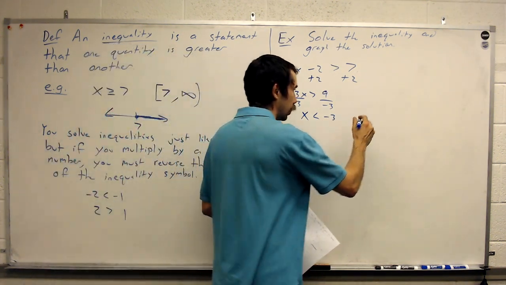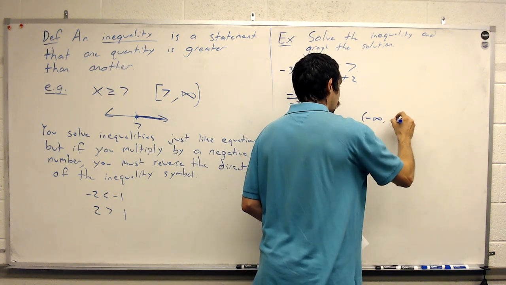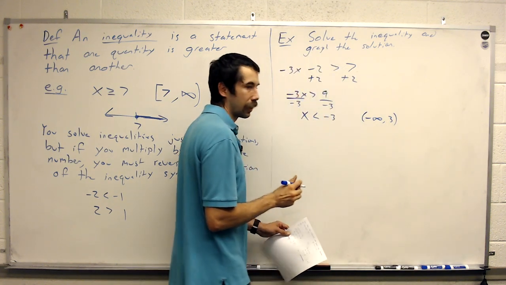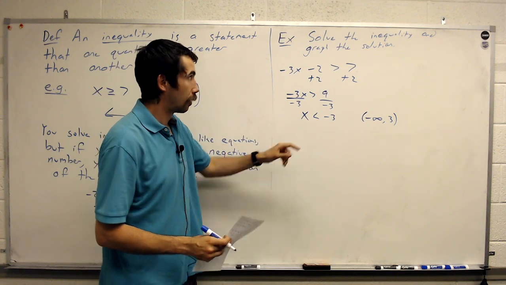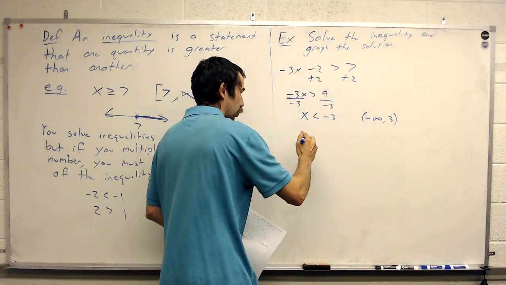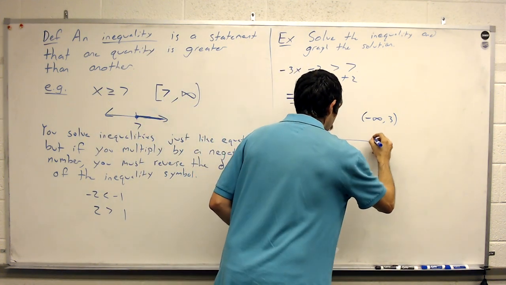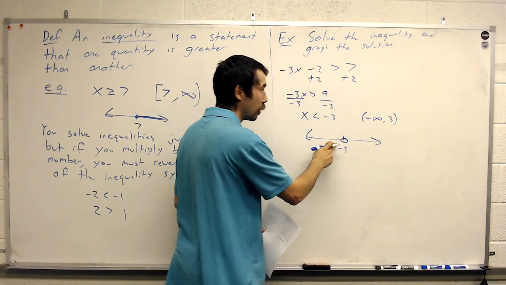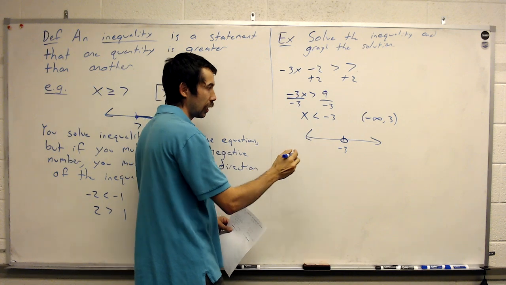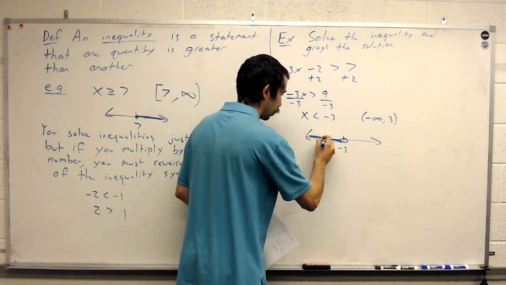In interval notation, that's negative infinity, comma, negative 3, parenthesis, because we don't have the equal to sign. But we want to graph the solution. So let's get our number line out, mark off negative 3. We're going to do an open circle since we don't have the equal to sign, and we're going to go all the way to the left.